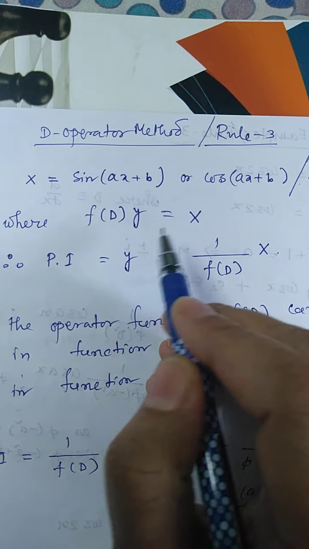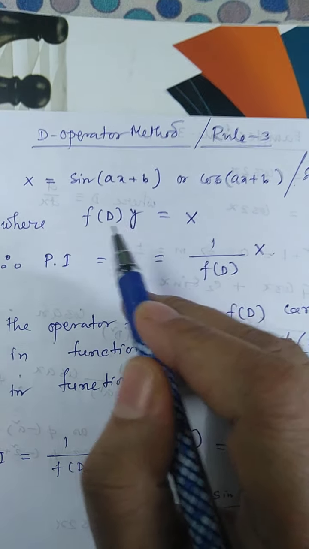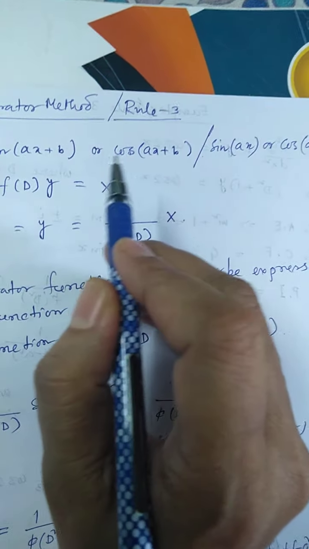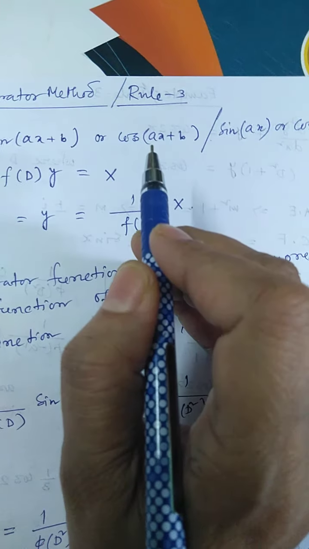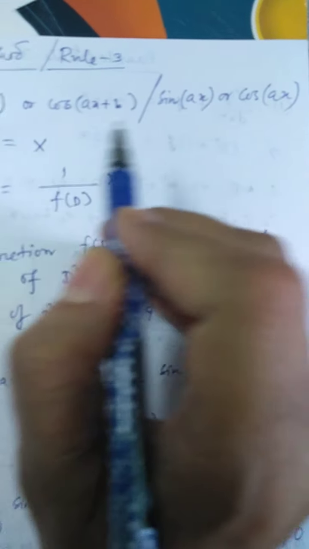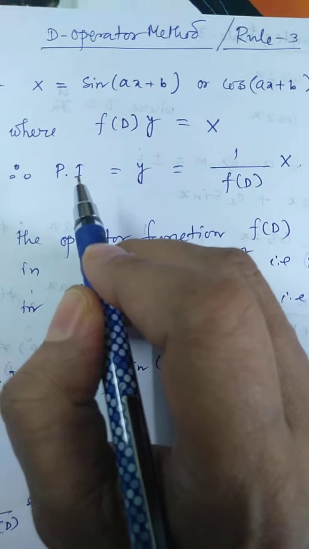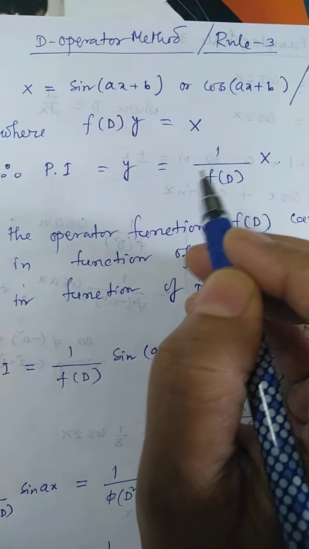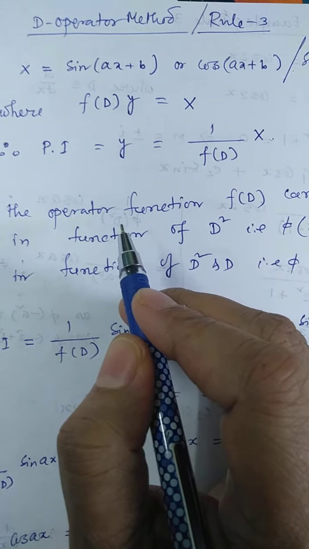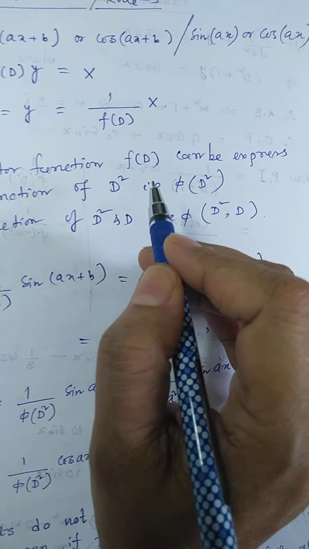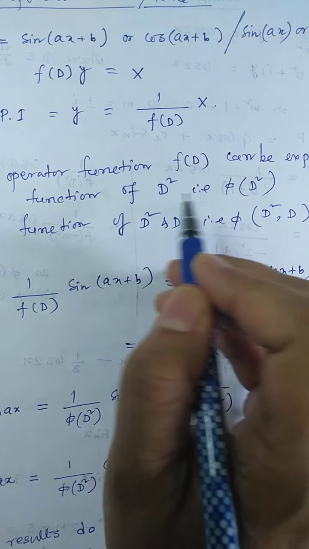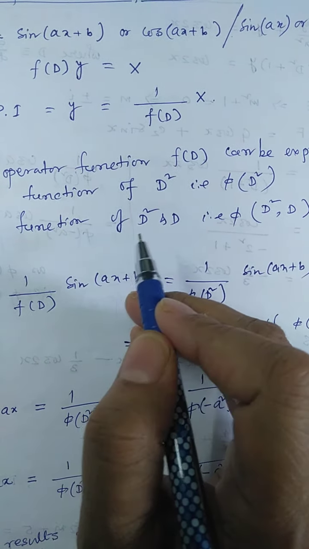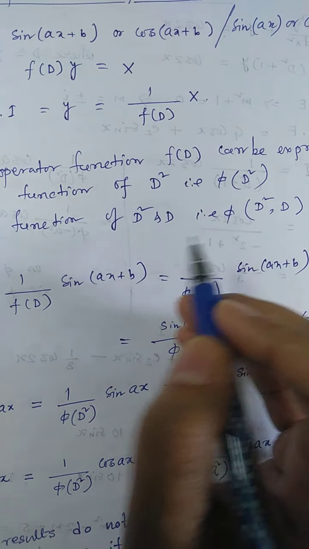Normally, the differential equation is given in the form f(D)y = X. This X can be taken as sin(ax + b) or cos(ax + b), or sin ax or cos ax. Therefore, the particular integral is y = 1/f(D) X. This f(D) is called the operator function, and the operator function can be expressed as a function of D², which can be written as phi of D², or as a function of D² and D, which is phi of D² and D.